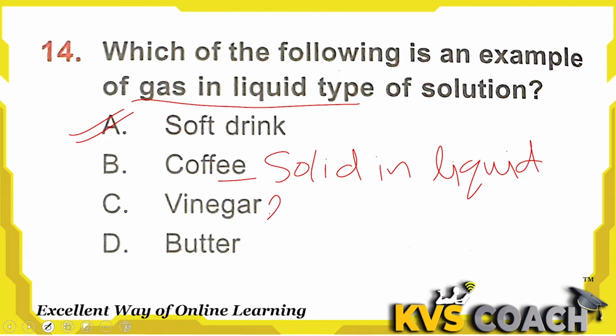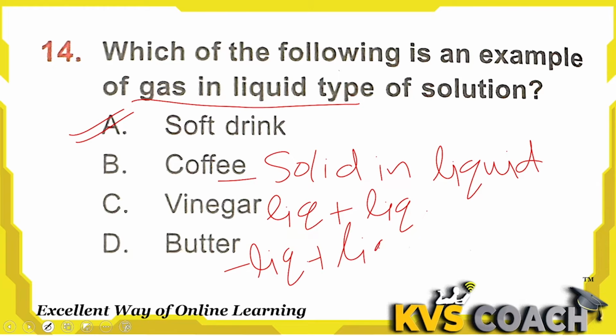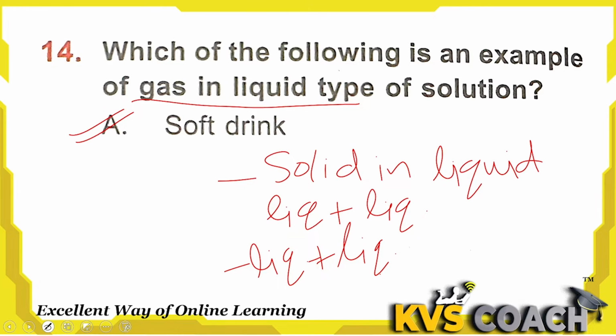Vinegar is the solution liquid plus liquid. Vinegar is made up of actually acetic acid. Acetic acid is liquid, and yes, water is also liquid. Butter is also the solution liquid plus liquid, but it looks like solid. But this is the mixture of two liquids. Okay, the right answer for gas and liquid is option A only.